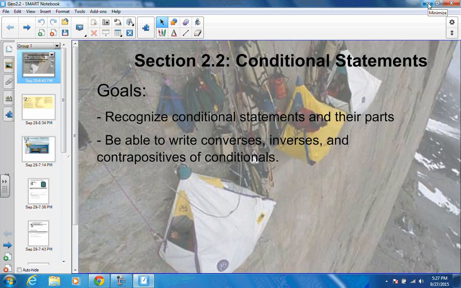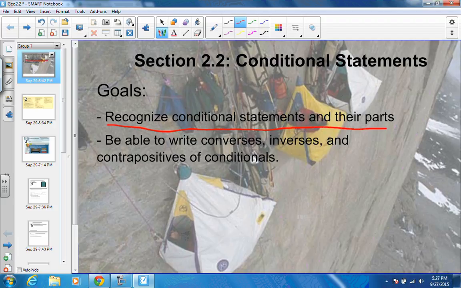So the goals to have written down, we actually have two goals for this section, and they can both go in your goal sheet. The first is to recognize conditional statements and their parts. The second one is to be able to write converses, inverses, and contrapositives of conditionals. Those are not terms that you're probably familiar with yet, but you will be soon. All right, so take a moment if you need to pause it to write those down.